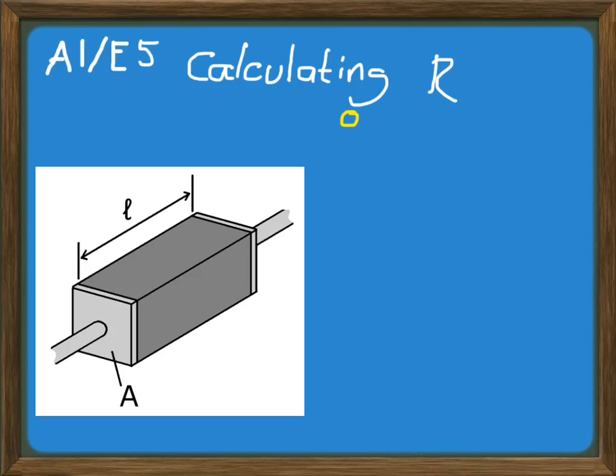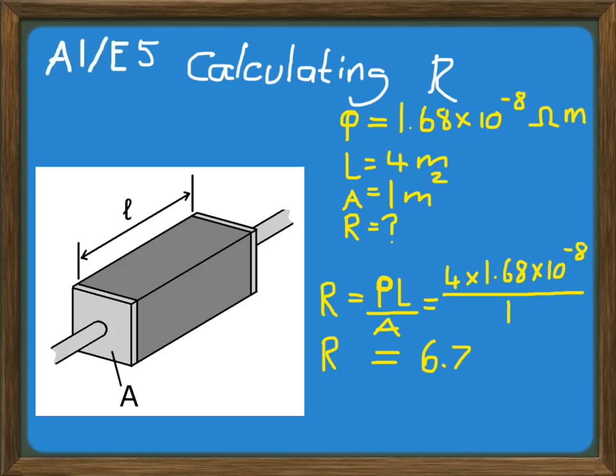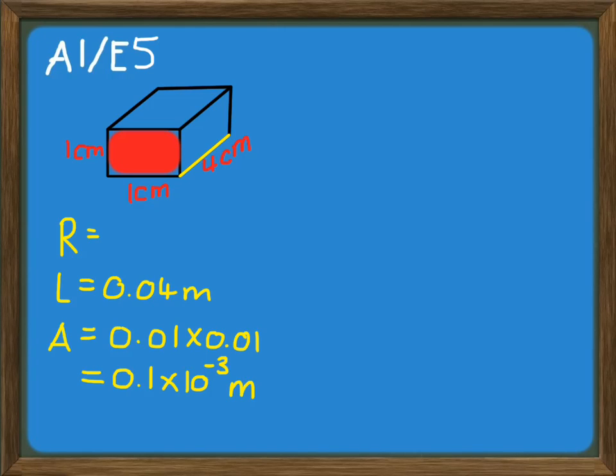Calculating a value for R. If we're given the resistivity, the length and the cross-sectional area, we can work out R. R is equal to rho L divided by A. If we substitute the values in, we find that the resistance of this component would be 6.72 times 10 to the minus 8 ohms. Let's now flip that around.